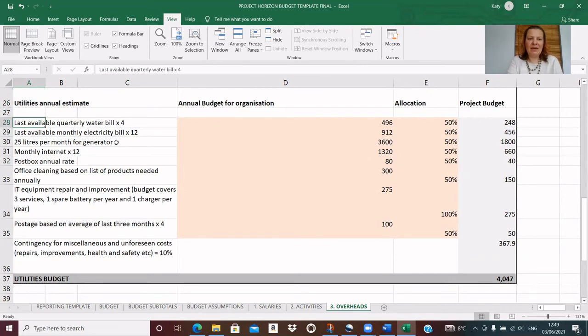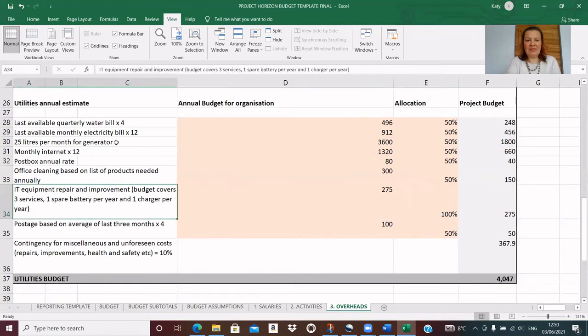So I've got my last available quarterly water bill, and I've said ×4 because I'm calculating an annual budget. I've got my last available monthly electricity bill, 25 litres per month fuel for the generator. I've got internet, I've got a post box rate, I've got office cleaning, IT equipment, postage, and then finally I have got a contingency in there for repairs, improvements and health and safety. And so I have then added in the allocations for each of these at 50%.